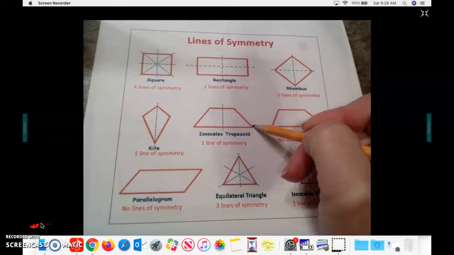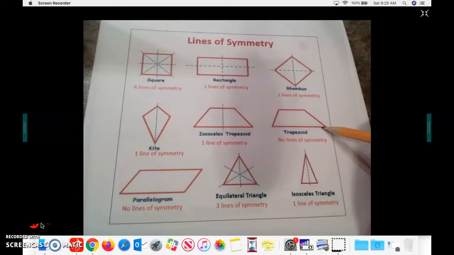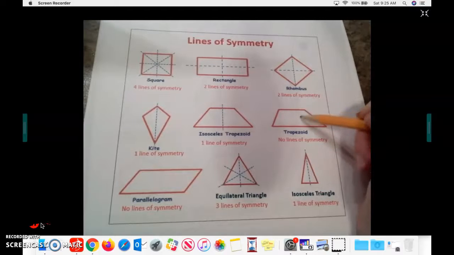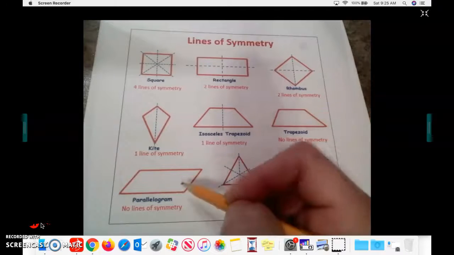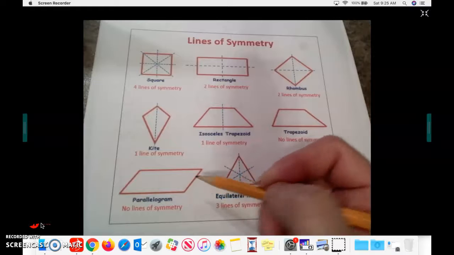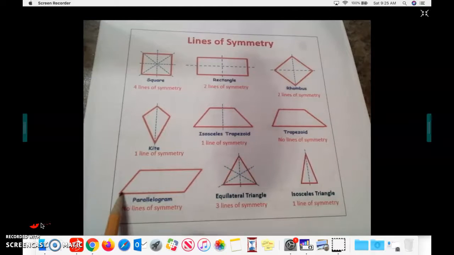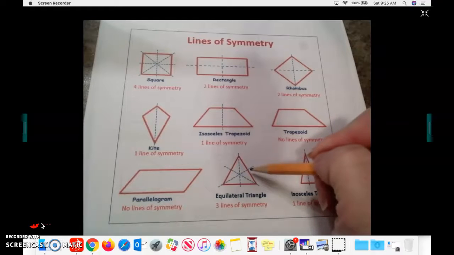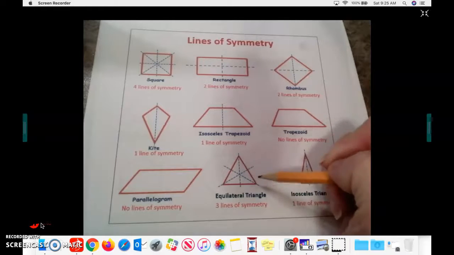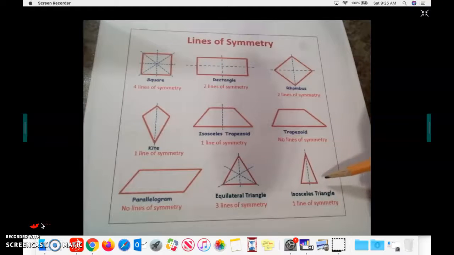A trapezoid, this type of trapezoid, because our sides are not matching up, it's not a mirror image, is not going to have any lines of symmetry. Finally, a parallelogram, deceivingly, this one is often mistaken for having lines of symmetry, will not have any lines. If I take this corner and try to fold it to this corner, it's not going to match up. Equilateral triangle, unlike the one that I showed you, is going to have 3 lines, and the final triangle was the one that I showed you just a moment ago that I had cut out, is an isosceles triangle, and it is going to have 1 line of symmetry.